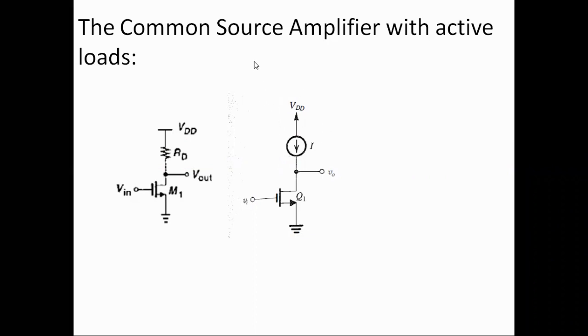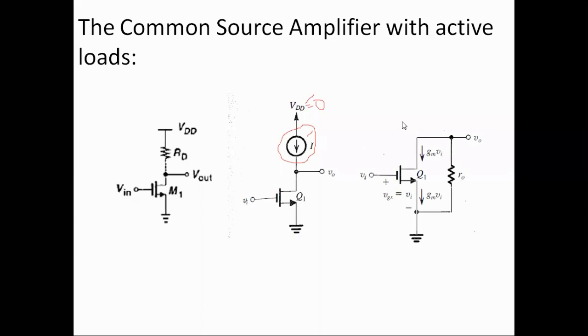How are we going to write the AC circuit of this one? We have to make all the DC sources 0. Here there are two DC sources: one is VDD, the other one is the current source I. How are you going to make VDD 0? By connecting it to ground. How are you going to make this current source 0? By open circuit. After doing all these things, the AC circuit of this one is like this.